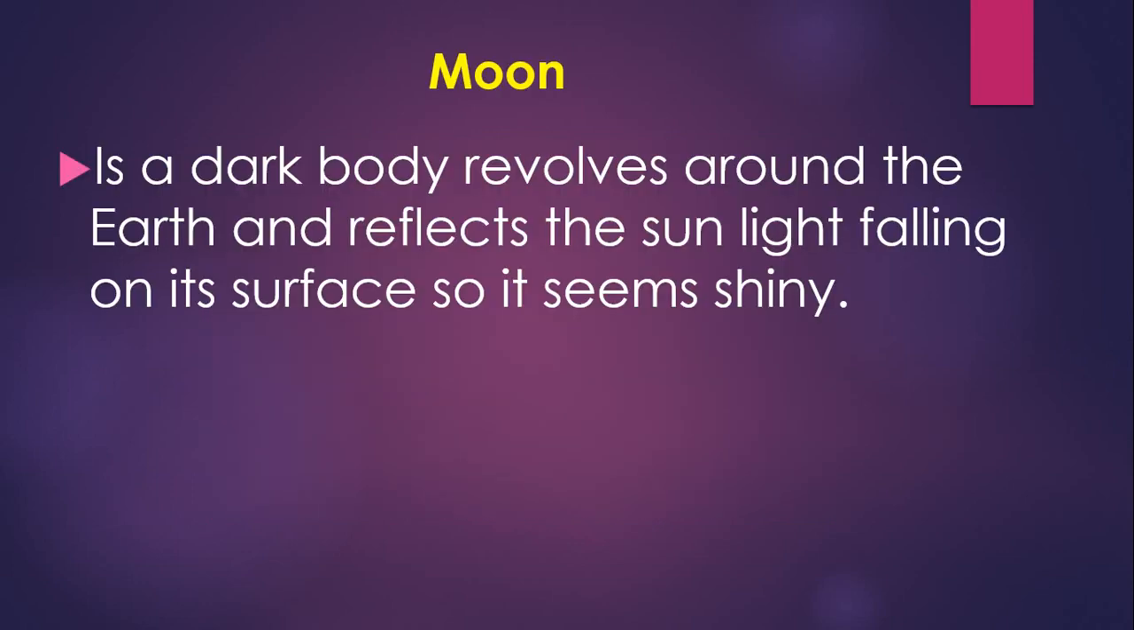Yes, the moon is a dark body that revolves around the Earth and reflects the sunlight falling on its surface, so it seems shiny. So the moon is a dark body and it reflects the sunlight. For that reason it looks like a shiny body, but actually it is a dark body.